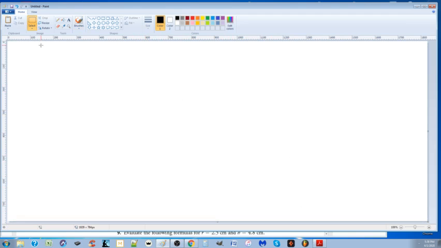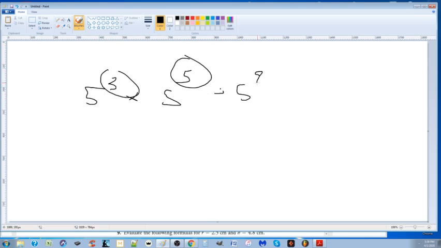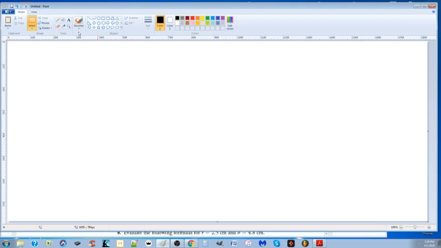So what did we learn? When you're multiplying numbers that have the same base, you're allowed to add their exponents. When you're dividing numbers that have the same base, you're allowed to subtract their exponents. Great. Anything else? Yes, there is. There's one other rule, and it's this.